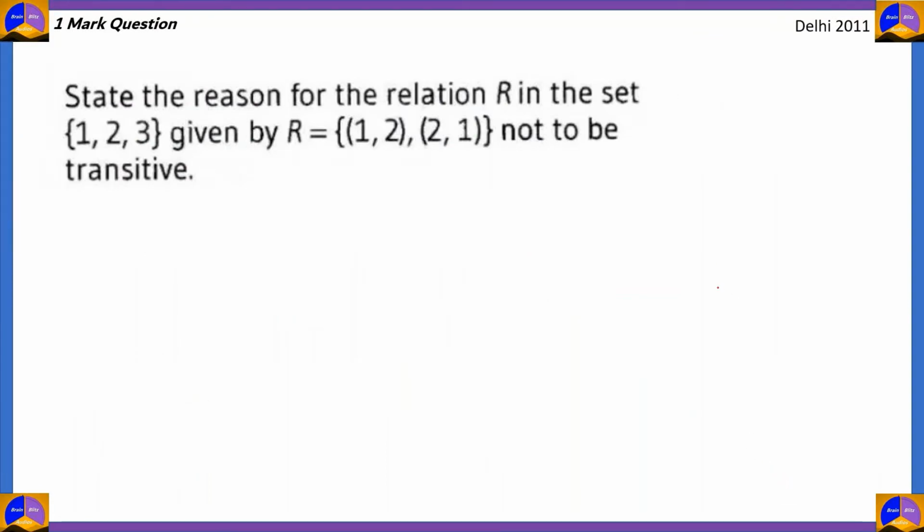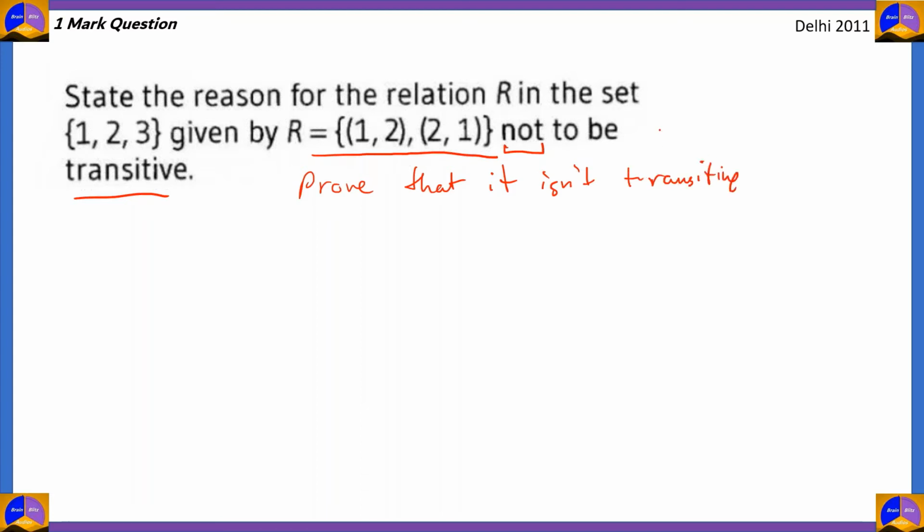Next question. State the reason for the relation R in the set {1, 2, 3} given by R = {(1, 2), (2, 1)} not to be transitive. So the relation here, we need to prove that it is not transitive. Prove that it isn't transitive. But what is a transitive relation?